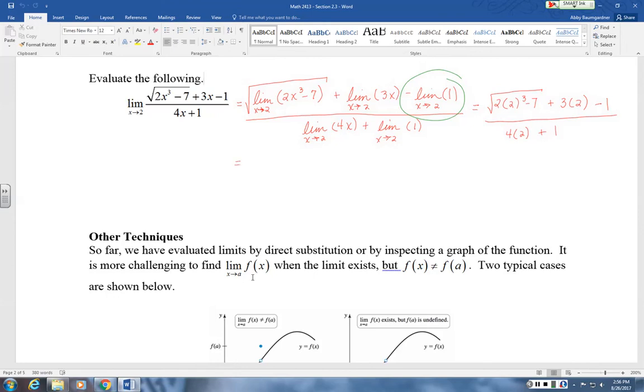All right, so 2 cubed is 8, times 2 is 16, minus 7, plus 6, minus 1 over 8 plus 1, square root of 9. 6 minus 1 is 5. Square root of 9 is 3. So we end up with 8/9.